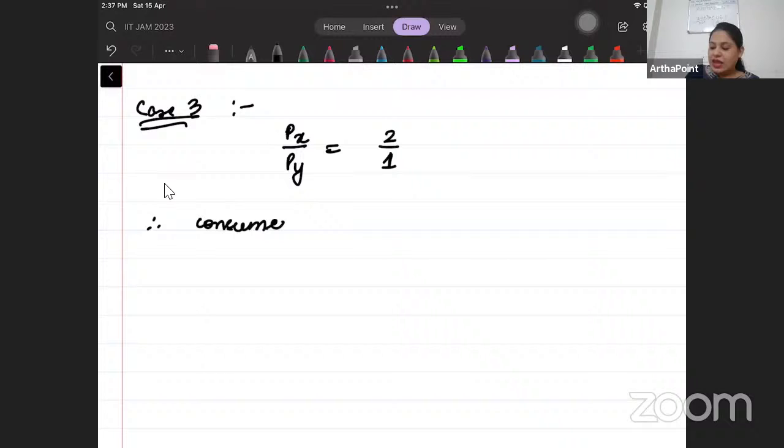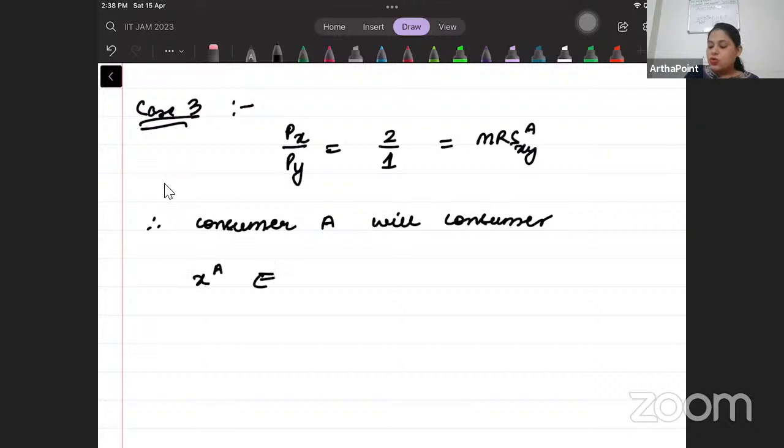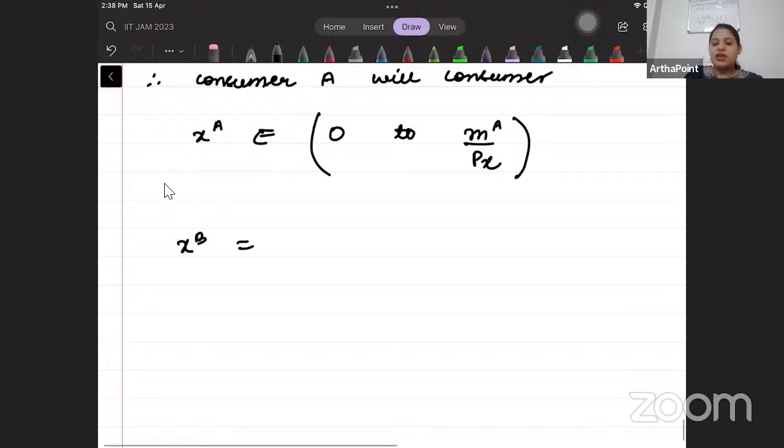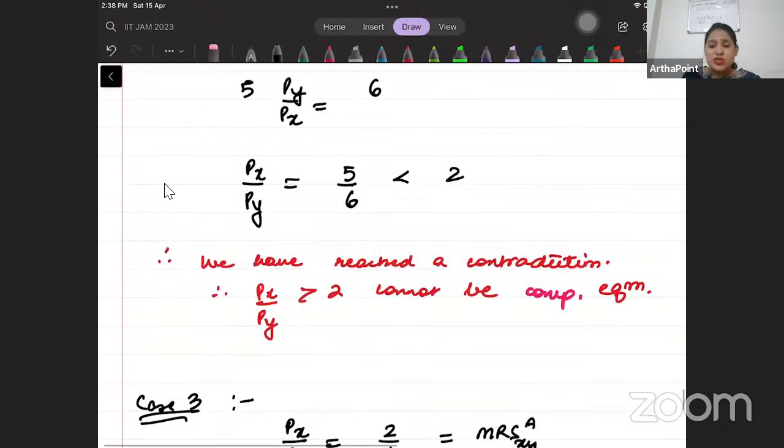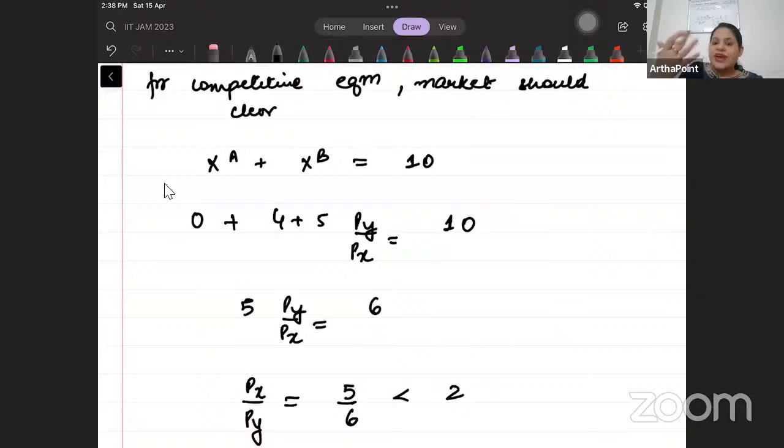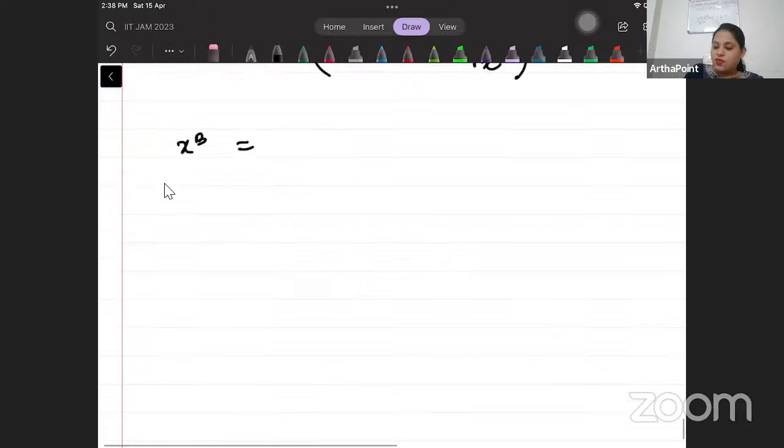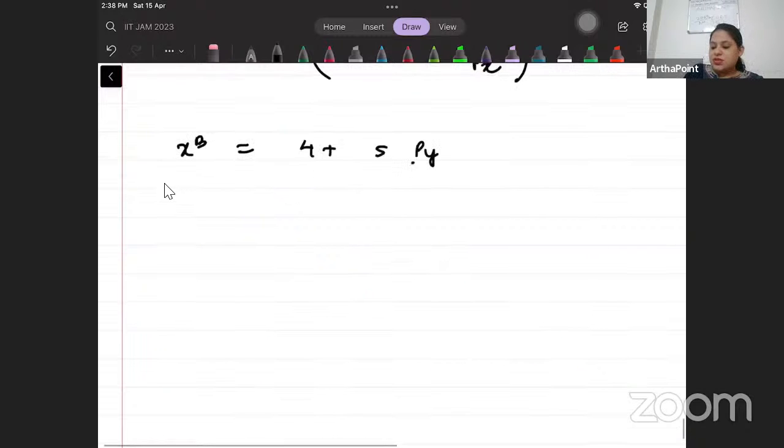Therefore, consumer A will consume. Beta, if the price ratio and MRS are equal, so how much will A consume? So demand of individual A will be anything between 0 to the maximum amount. Anything between 0 to maximum. It can be anything. And individual B's demand I already know. I have just written it above also. B's will remain the same. B is Cobb-Douglas, he is not affected by the price ratio. He will always consume 4 plus 5 py by px.